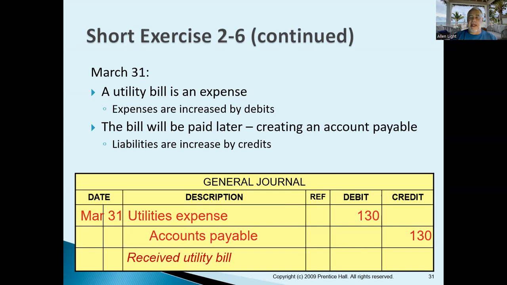This is called accounts payable because I have to pay it. Expenses are increased by debits and liabilities are increased by credits. So remember the rules. Expenses are increased by debits. Liabilities are increased by credits. So I owe the utility company $130. And here's my explanation.